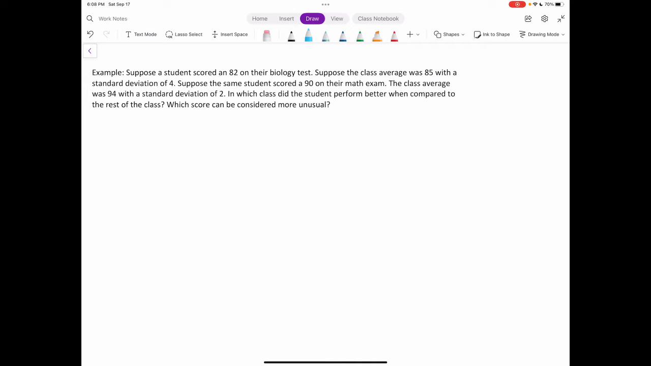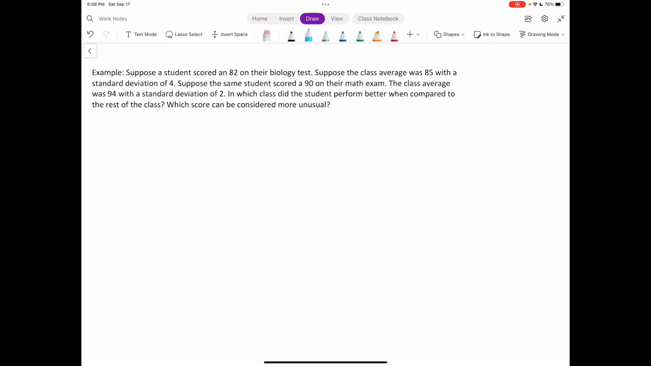So we have two questions kind of packed into this one example here. First of all, let's talk about how we can compare scores. When it comes to z-scores, what's really cool about them is that it allows us to compare apples to apples. For example, in this particular example here, we're trying to compare math to biology, and those are just two different sets of data, and we can't really make a one-on-one comparison. But when we make a z-score, we're what we call standardizing the data. That allows us to make these kind of comparisons across data sets.